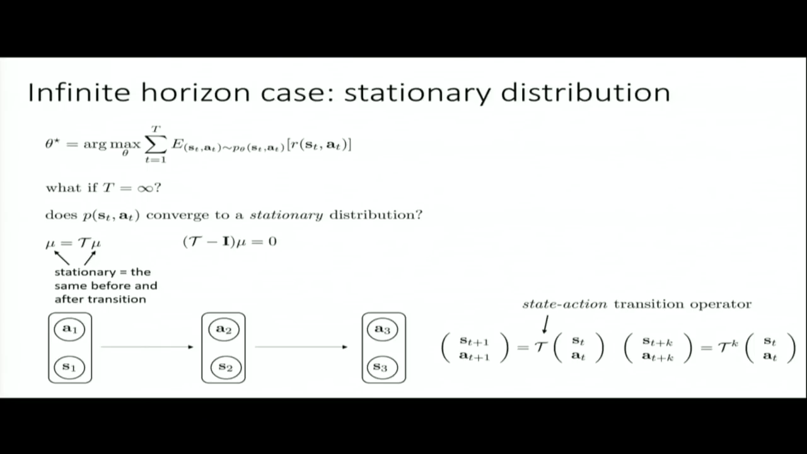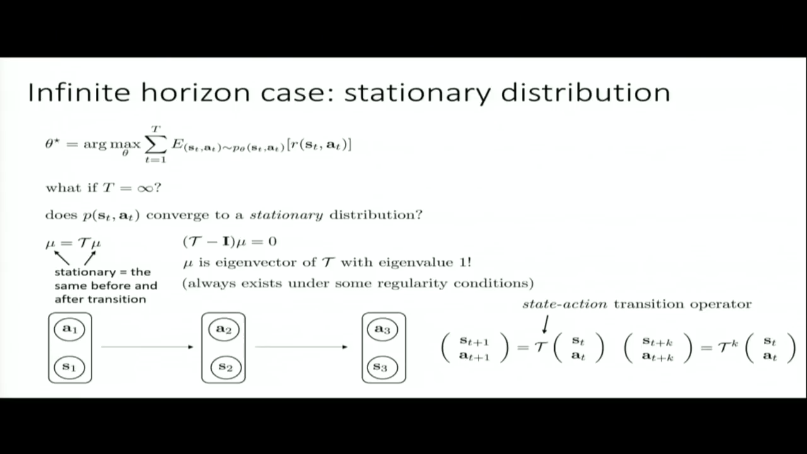And that's just an eigenvalue problem. So this is true if mu is an eigenvector of t with eigenvalue of 1. And if t is a stochastic matrix under some regularity conditions, you can show that mu does exist. I won't go into the particular details of this, but under some regularity conditions, this does hold, which means that you can actually find a distribution over states and actions that this thing will converge to. Once you fall into the stationary distribution, because of this equation, every step after that, you'll stay in the stationary distribution because you'll just transition right back to it again.